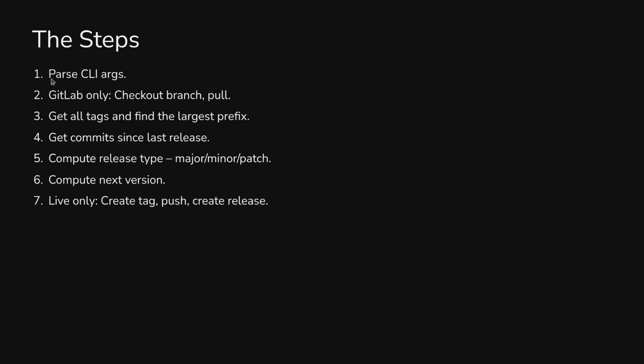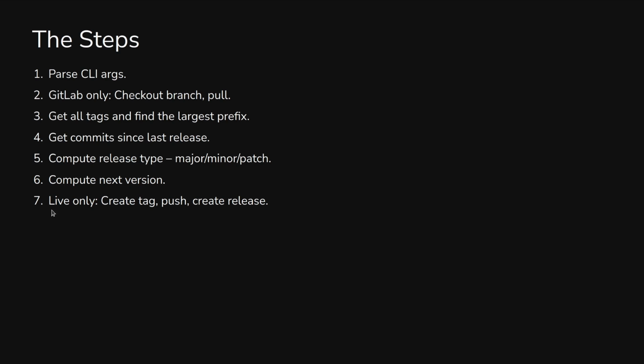So what are the high-level steps you'll see in the code? Parse the CLI args, do some GitLab magic. You get all the tags and find the largest prefix among them. And then you get commits since the last release. And then you compute the release type based on those commits. So are we about to create a major, a minor, or a patch? Then you compute the next version using the output of step 3 here because you have the largest tag, and then you just need to increment either the first, middle, or last number based on the release type.